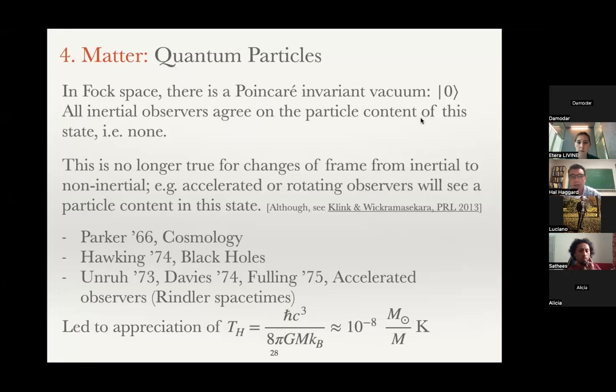This completely changes for non-inertial changes of frame. If you're in an inertial frame and I start accelerating with respect to you, and you say, I observe the vacuum state, I'll report that there is no vacuum, that there are particles all over the place. In fact, it turns out that what I report is a thermal state. So this was established in a series of works in many different contexts.